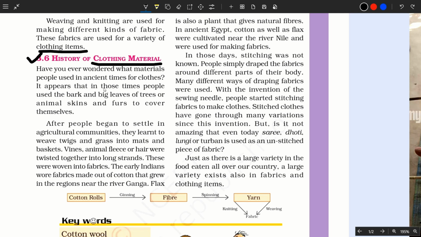It appears that in those times, people used the bark and big leaves of trees, or animal skin and furs, to cover themselves. In ancient times there were no clothes and no fabrics. They used the leaves of trees and branches. Not big branches; they used to cut the branches, take some leaves, and protect their bodies with the leaves.